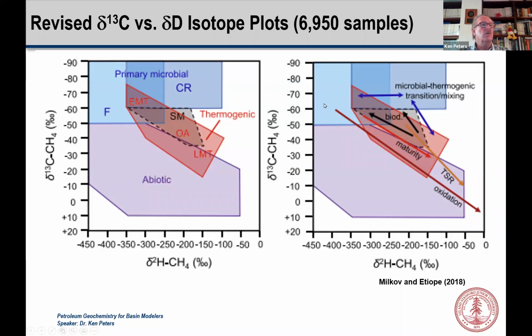On the right, we show some of these processes and the direction that the isotope compositions take as a result of these different processes: biodegradation, thermal maturation. TSR refers to thermochemical sulfate reduction, which we will talk about a little bit later. It's a major process for degrading heavier hydrocarbons.